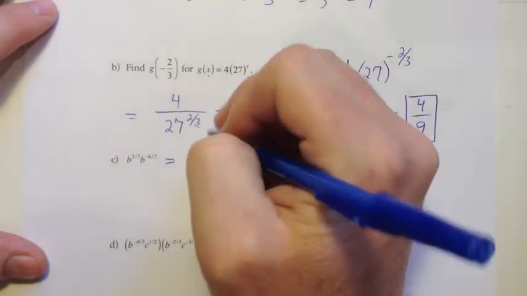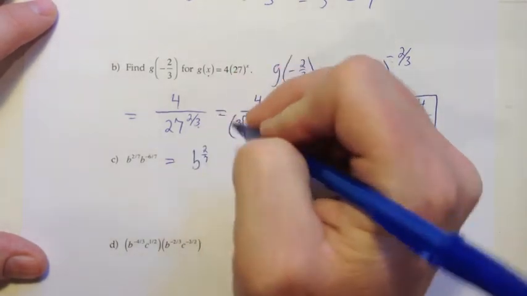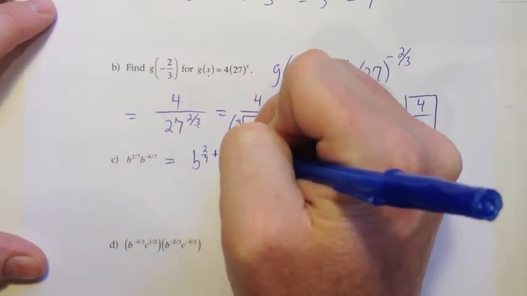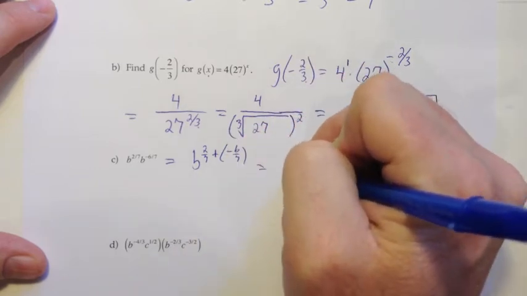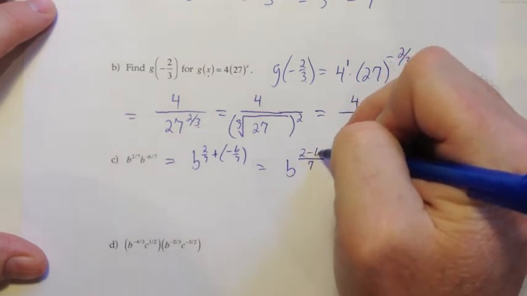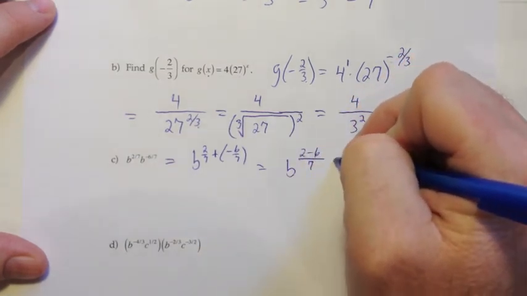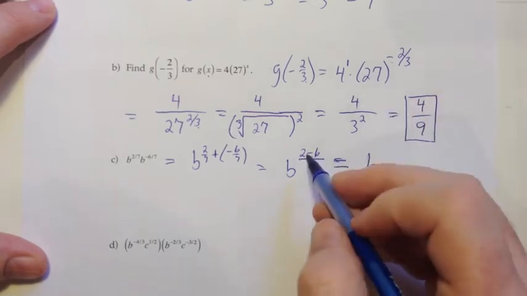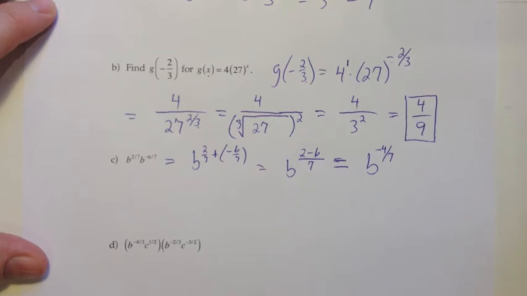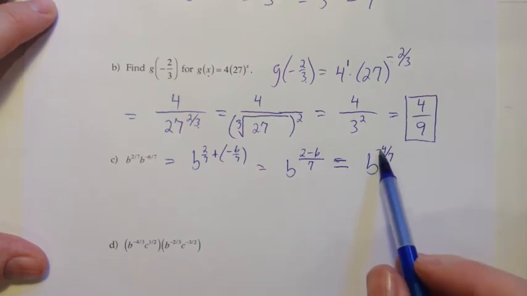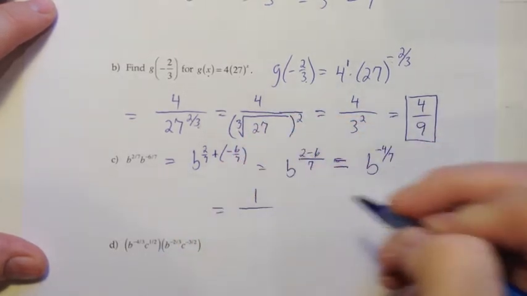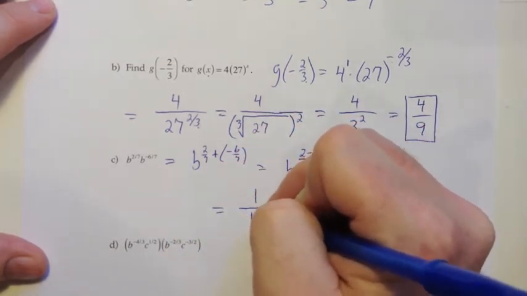So I'll take b to the 2/7 and then plus the exponent from the other one, which would be plus negative 6/7. So I have b to the common denominator 7, and I have 2 minus 6 for the numerator. So that would be b raised to the 2 minus 6 is negative 4/7. And that is almost done, but I don't want to leave my answer with a negative exponent, so I would do a reciprocal and say this is 1 over b to the positive 4/7 in the denominator.